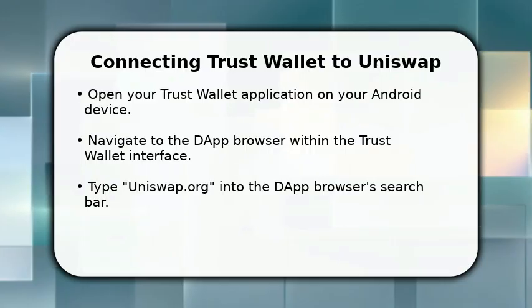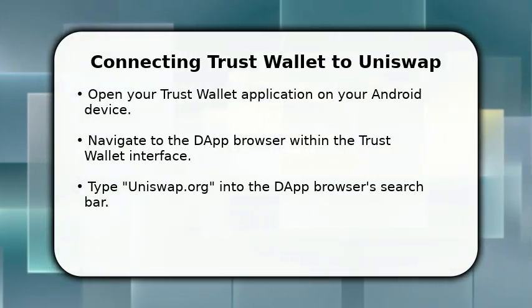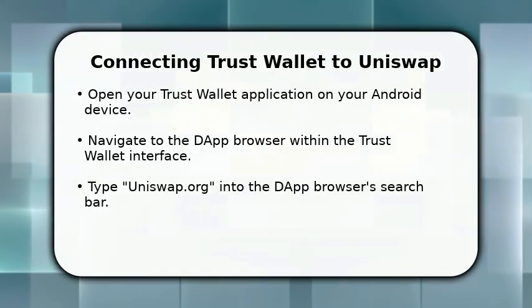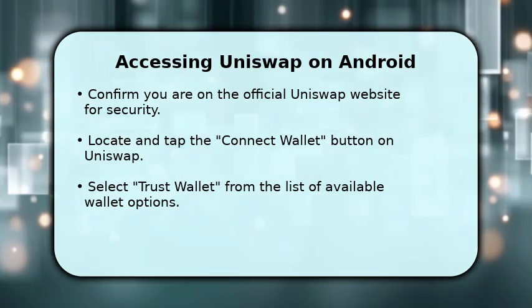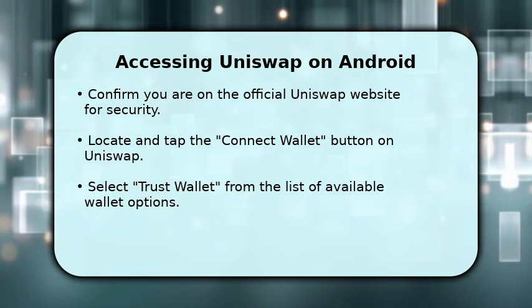In the browser's address bar, carefully type uniswap.org and press Enter to navigate to the official Uniswap website. This ensures you're accessing the correct platform securely. After arriving at the Uniswap website, always double-check the URL to confirm it's the official site.